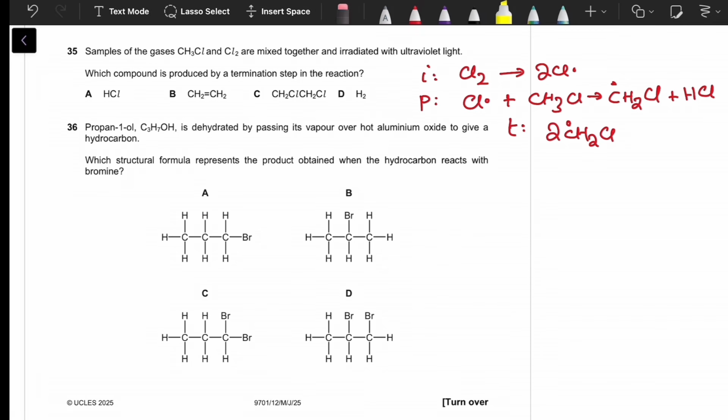Okay, so question number 35 states that these two samples of CH3Cl and Cl2 gases are mixed together under UV light. Which compounds are produced by the termination step? Remember, the termination step is when two radicals combine to form a non-radical.